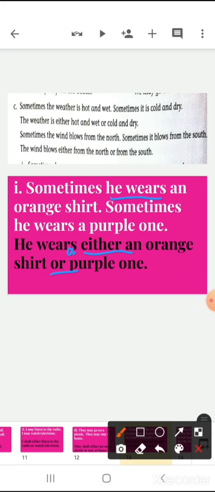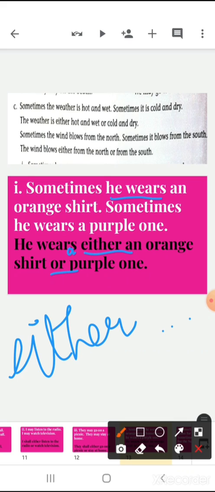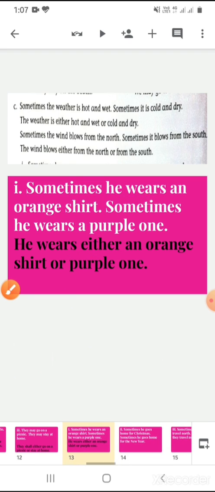Alright, how do we have to use either and or in this sentence? Sometimes he wears an orange shirt, sometimes he wears a purple one. So how do we have to rewrite it? He wears either an orange shirt or a purple one. Done? Now, next.